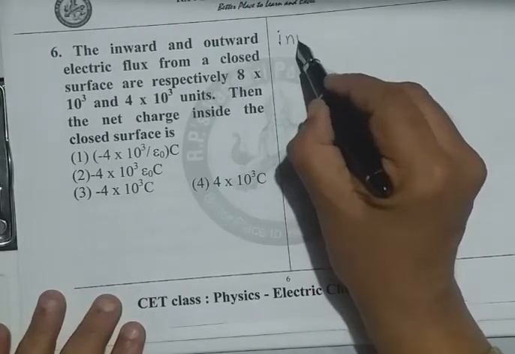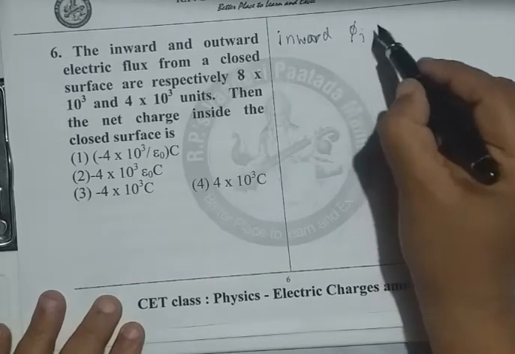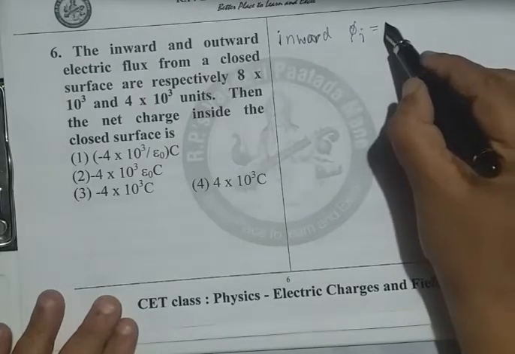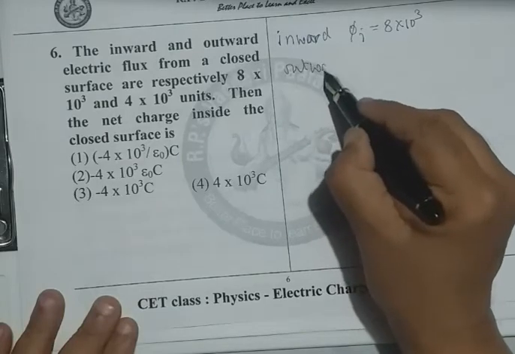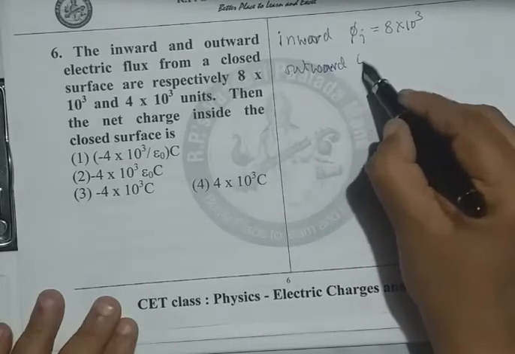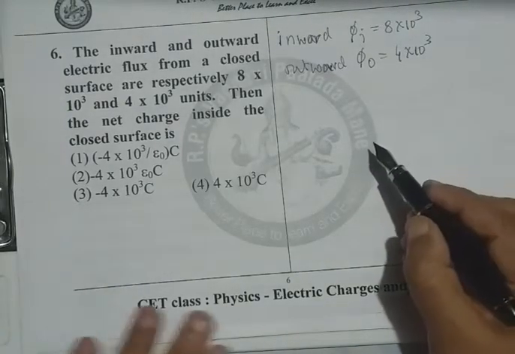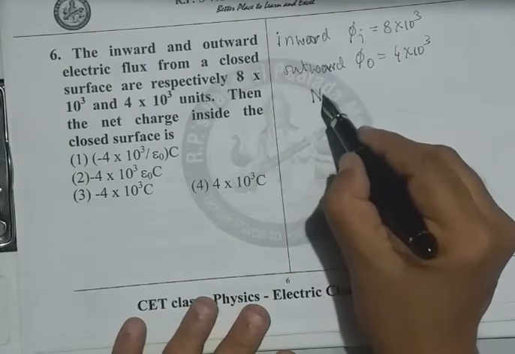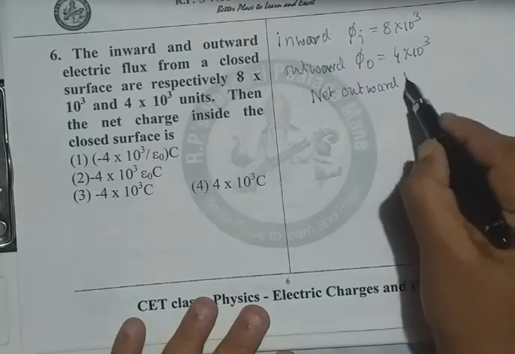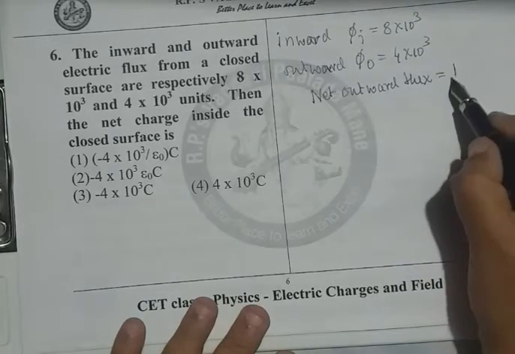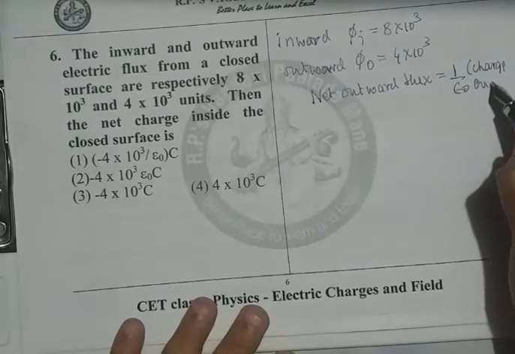Inward flux. I write phi I as 8 into 10 raised to 3 and outward flux phi O as 4 into 10 raised to 3. We know from Gauss law, net outward flux is equal to 1 by epsilon naught times charge enclosed.